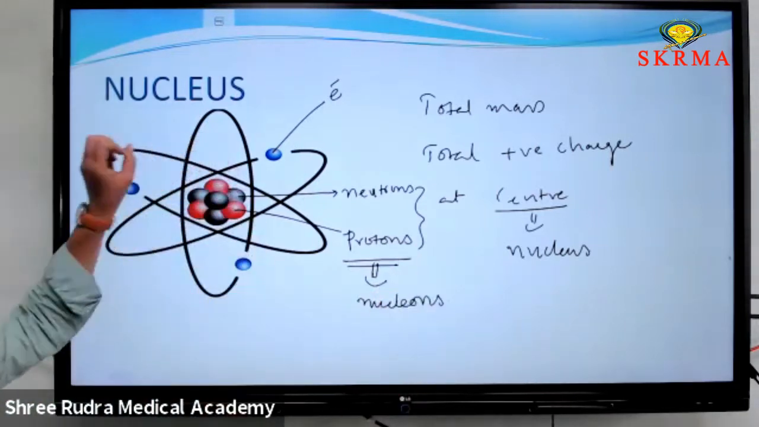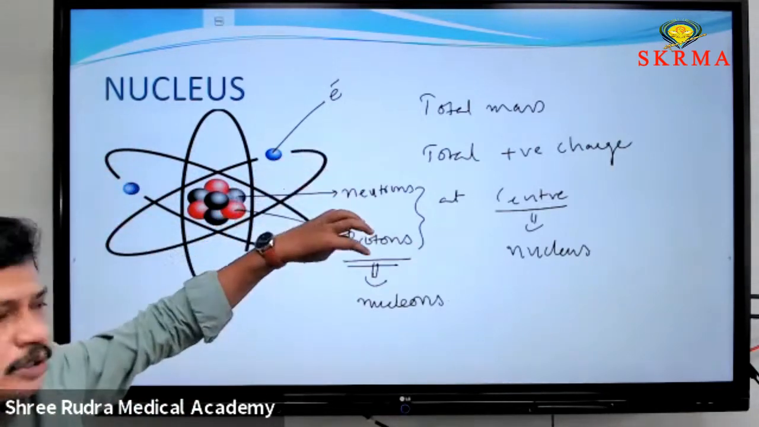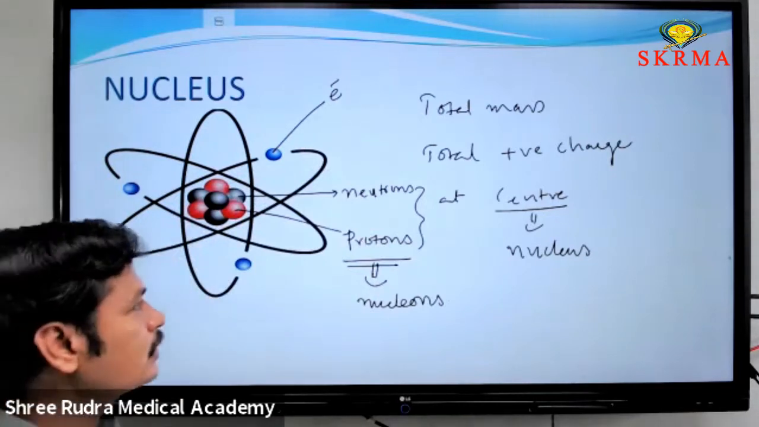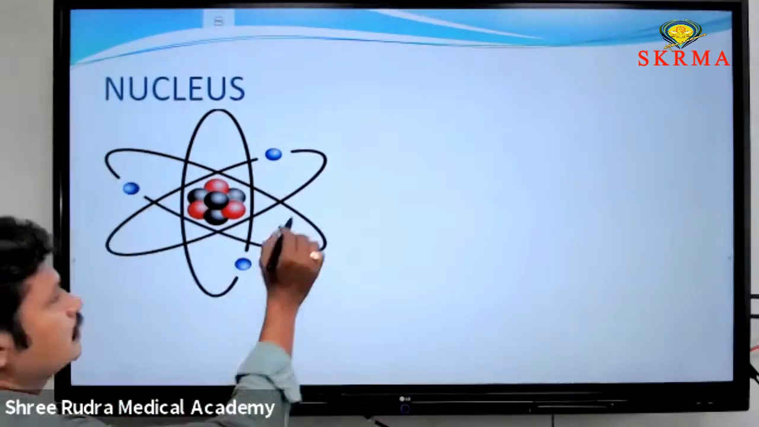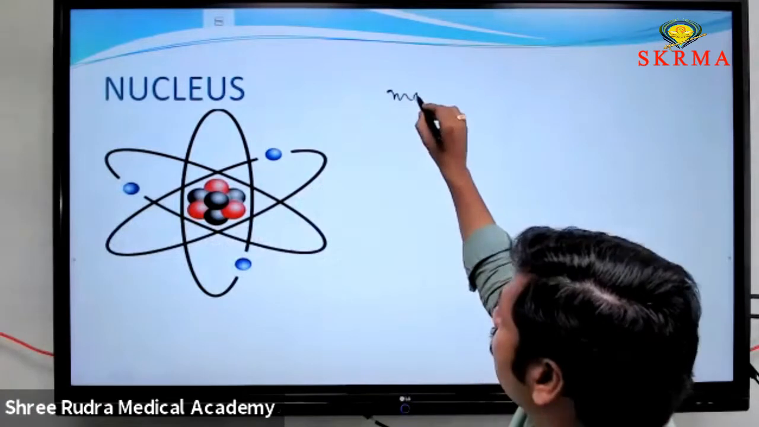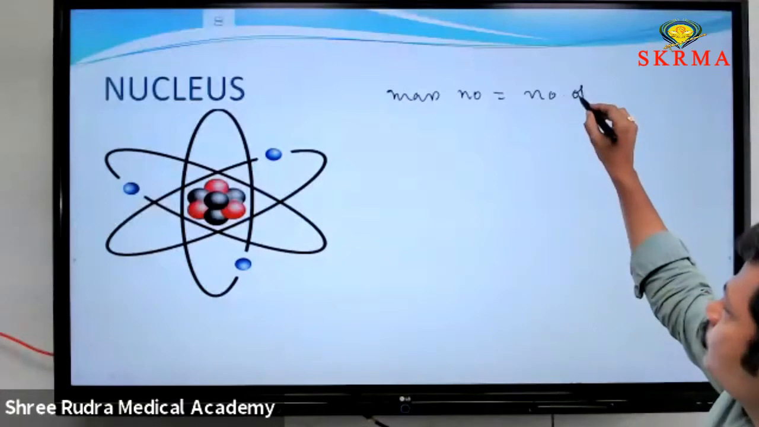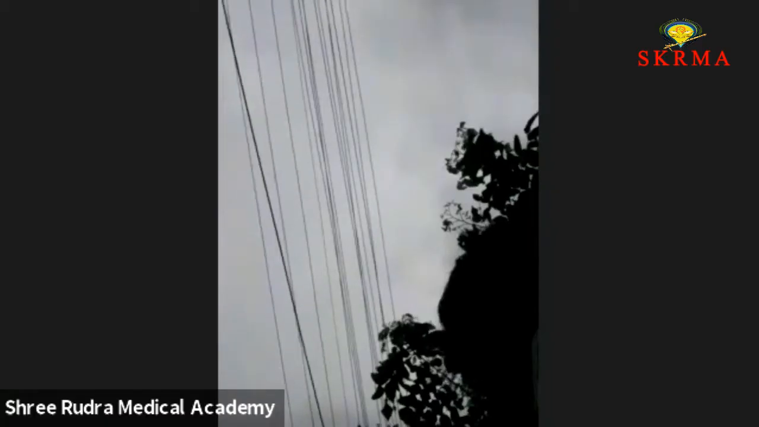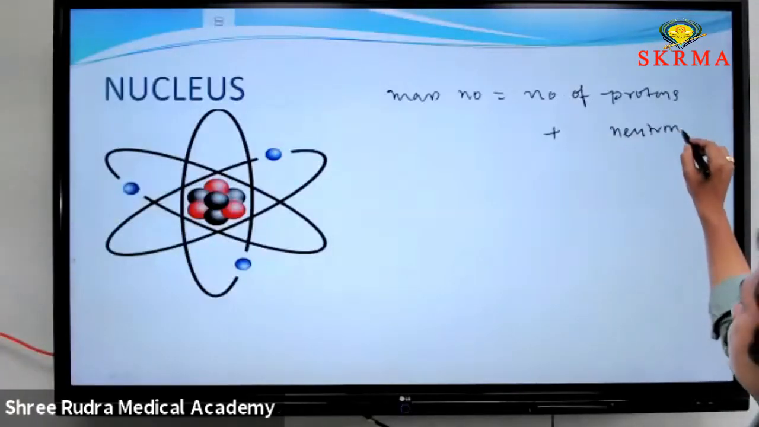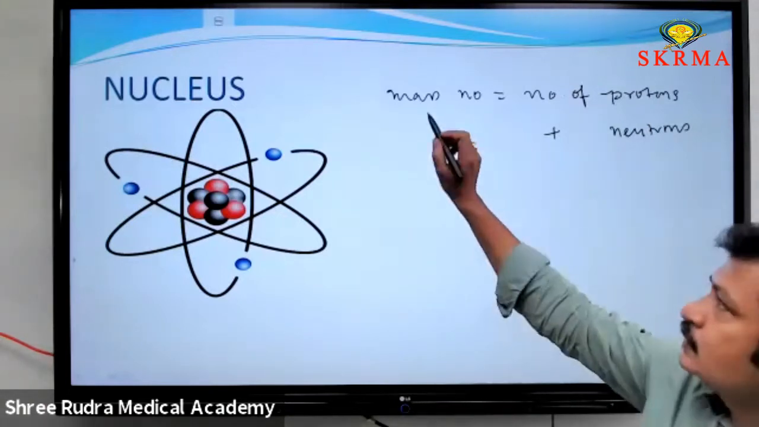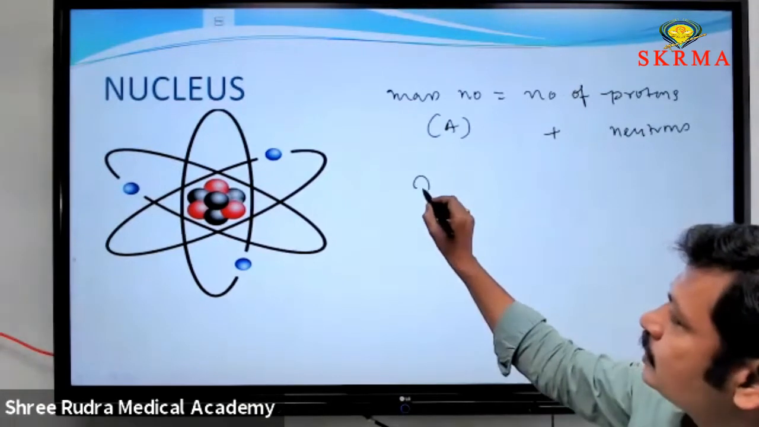This way, the total mass of the nucleus is equal to the total mass of neutrons plus the total mass of protons. Here, the mass number is taken as the number of protons plus the number of neutrons. That is mass number. The mass number is represented with A, and the other one is atomic number.